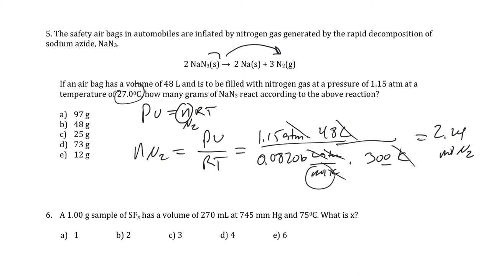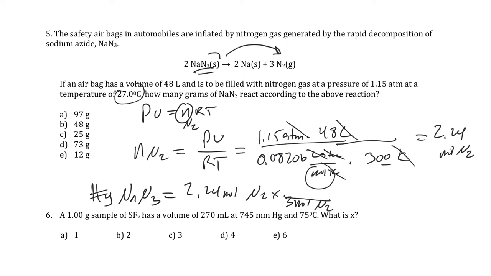And so then how many grams of sodium azide, NaN3, do we need? This comes from a stoichiometry problem. We know we need 2.24 moles of N2. Well, for every 3 moles of N2 that we need to produce, we need to start with 2 moles of NaN3.